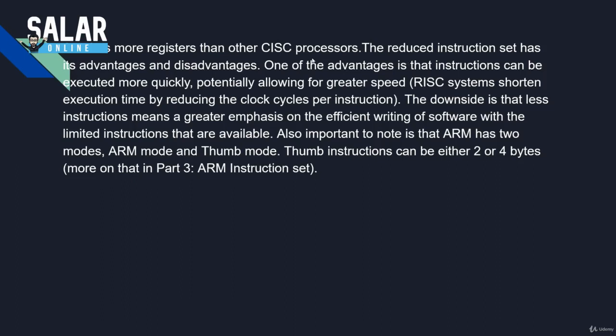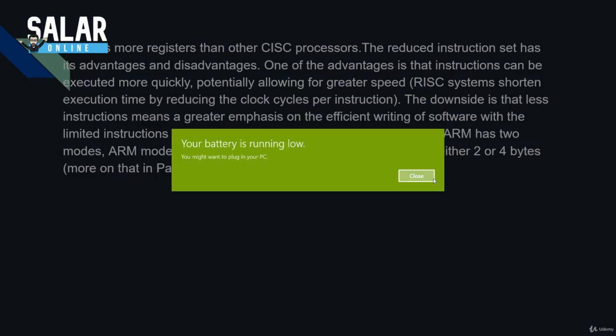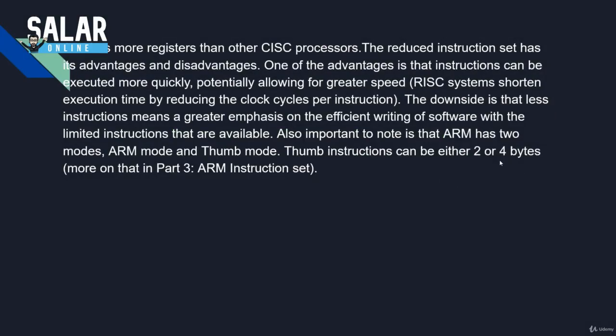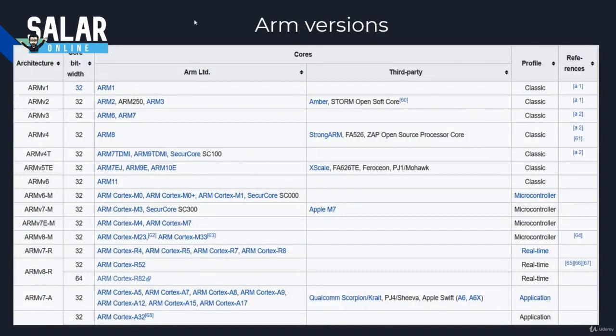In ARM processors, instructions can be either 2 or 4 bytes. In Thumb mode, the instruction is 2 bytes, and in ARM mode, the instruction is 4 bytes. So they have a fixed size for their instructions, and these are the different versions of ARM. In this course, we'll be looking at the vulnerabilities in ARMv6. These are the different ARM architectures released over the years, and if you want to know more, you can Google it on Wikipedia.